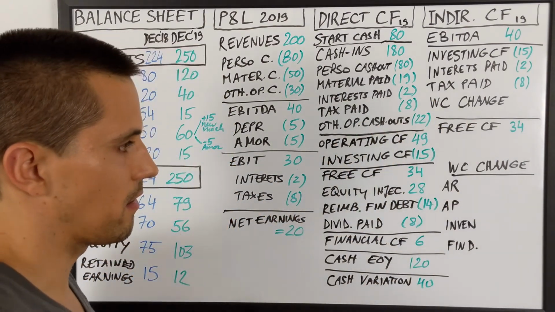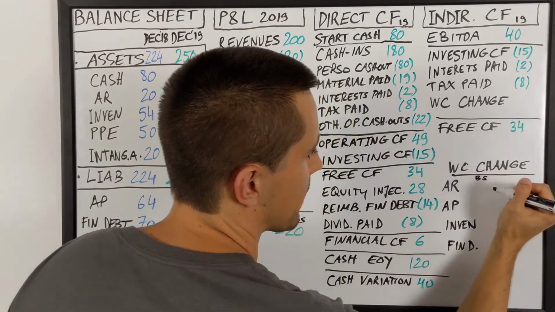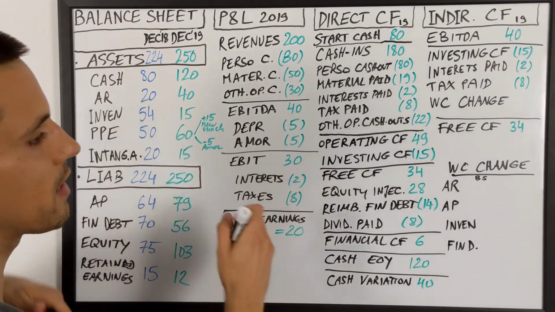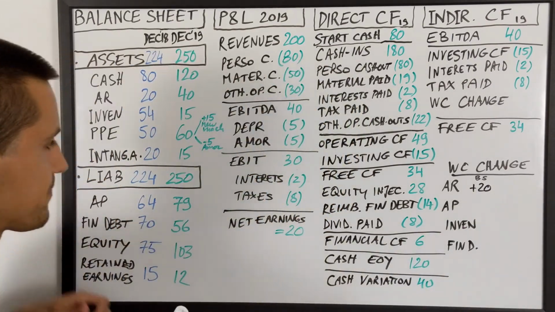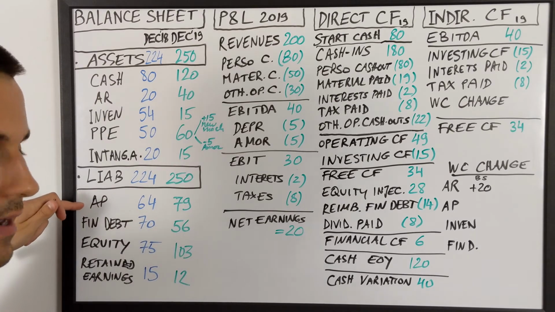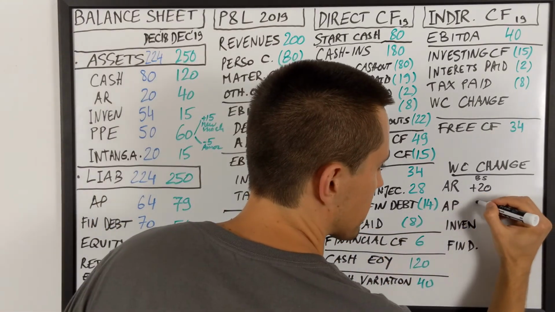So first of all, let's look at the balance sheet. What happened in the balance sheet? In the balance sheet, my accounts receivables are going up by 20. So the balance sheet effect is plus 20. On the other side, accounts payables are going up, and they're going up by 15, right?